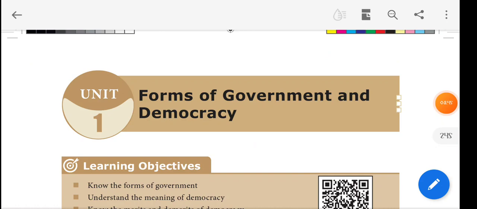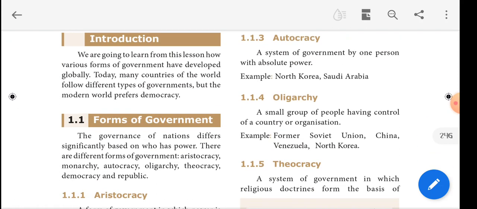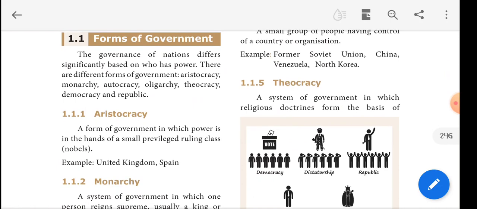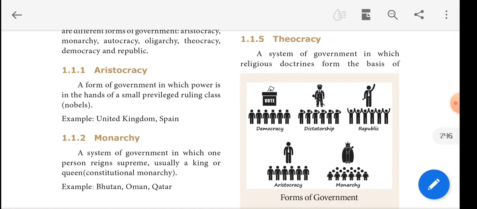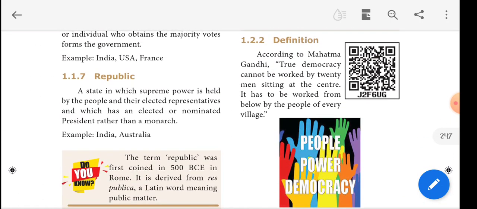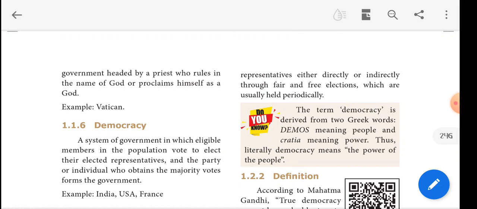Another one, forms of government and democracy. For that you need to study the different types of democracy and administration, and the forms of government in the world: aristocracy, monarchy, autocracy, oligarchy, theocracy, republic and democracy. These are the forms of government. India is a democratic country. It follows the democratic norms.